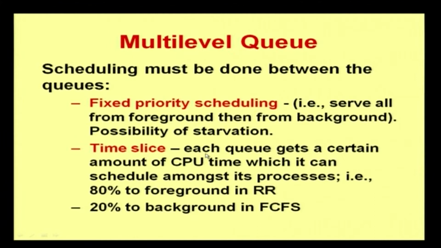This time slice, what will it be doing? In time slice, each queue gets a certain amount of CPU time which it can schedule among its processes. That is 80% to the foreground and 20% to the background. I said for the foreground approach, you are going to use RR scheduling. RR is round robin. For the background, you are going to use FCFS. FCFS is the first come first served approach. So here time slice is nothing but a certain specific time frame that has been allocated to a process.